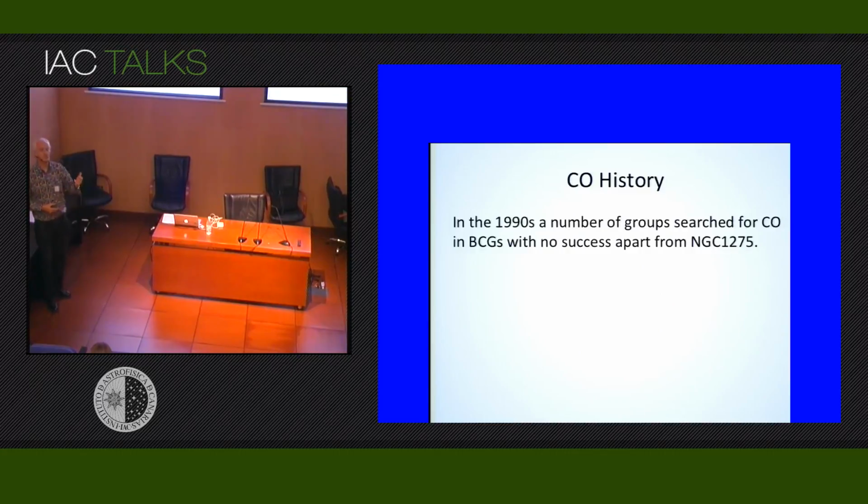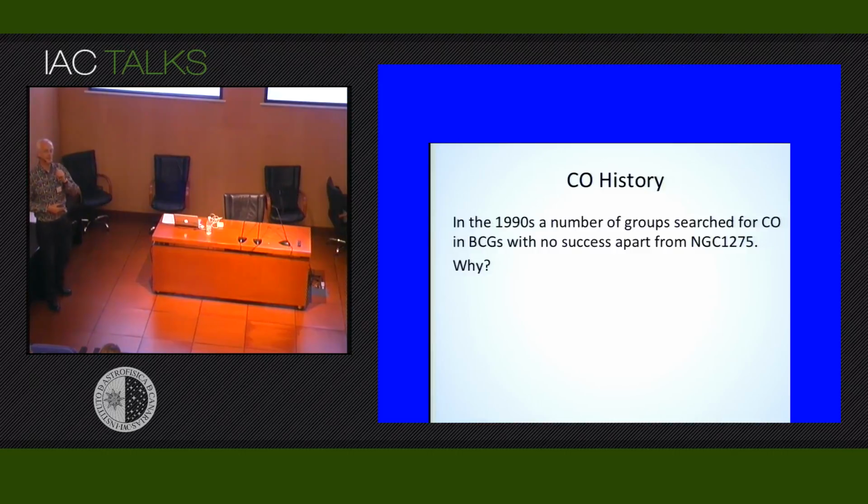So the most obvious place to look is carbon monoxide, which is the standard tracer of cold molecular gas in the universe, and NGC 1275, unsurprisingly, shows it relatively strongly and was detected back in the early 80s, and that was largely put down to it being an active galaxy. No great surprise. Why was it only NGC 1275 that had been detected?